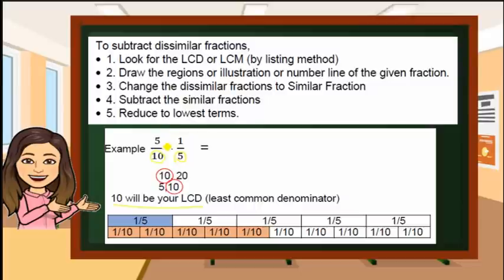Then we also have to visualize 5/10. So we have to shade 5 1/10 for us to get the 5/10, right? So we have 1 here, 1, 2, 3, 4, 5, which will enable us to come up with 5/10. So you can see now, class, the 1/5 and 5/10, right? Okay, so we already drew the regions or illustrations.